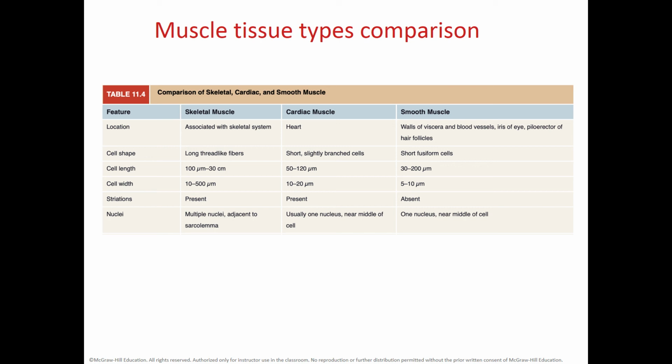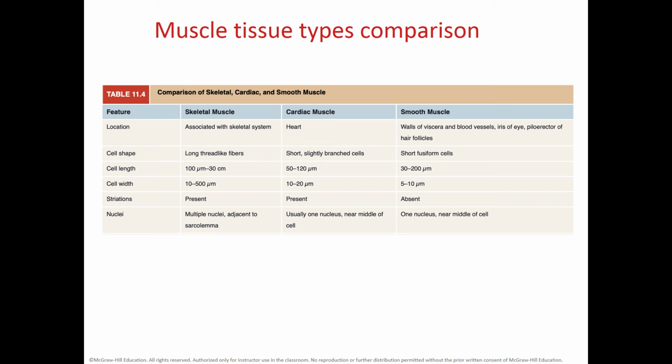And then smooth muscle, we also have it in the iris of the eye, piloerector muscles in the skin. And the shape of the skeletal muscle fibers will be long cylinders, while the cardiac muscle fibers will be short, slightly branched cells, and the smooth muscle cells will be tapered cells that look like a spindle, so short fusiform cells. The cells that are usually the longest will be skeletal muscle cells, followed by smooth muscle cells, and then cardiac muscle cells.